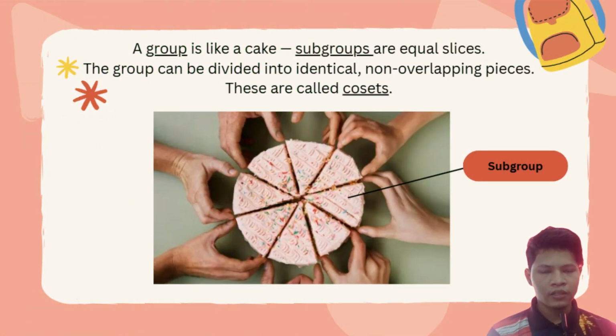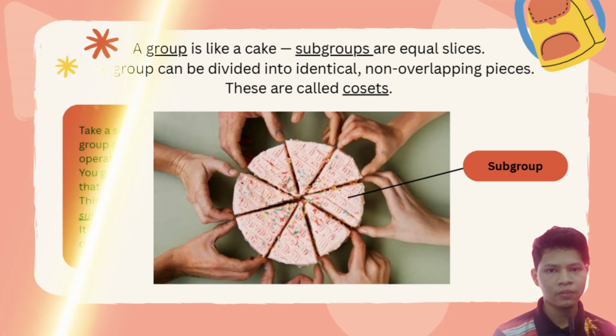Think of a group like a cake. A subgroup is like one slice of that cake. The entire cake can be divided into identical, non-overlapping slices, each the same size as the subgroup. These slices are what we call cosets. They are just shifted versions of the subgroup, and they tile the whole group perfectly. That is what Lagrange's theorem is all about: the group is made of evenly sized pieces.